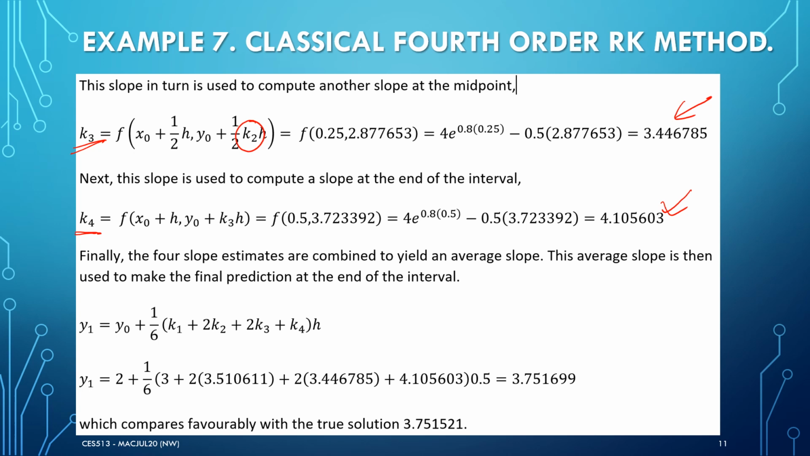Finally, the four slope estimates are combined to yield an average slope. This average slope is then used to make the final prediction at the end of the interval. So this is the final prediction of y1. After conducting the calculation, we get y1 equal to 3.751699, which, if we compare with the true solution, is actually close to the true solution.